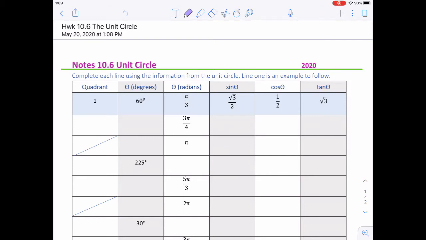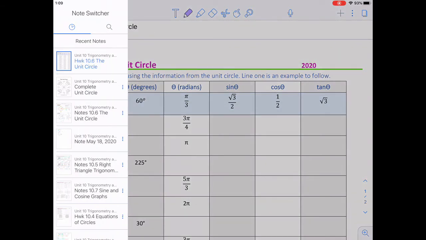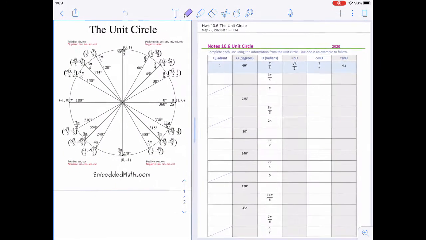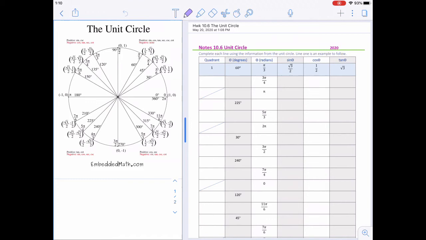To help you with your homework, we're going to go through some of these examples and walk through how we would use the unit circle to complete these problems. If you've already done these, that's great. You can use this to check your answers on some of your problems. So let's get out our completed unit circle. We're going to use this complete unit circle to help us answer each of these questions.